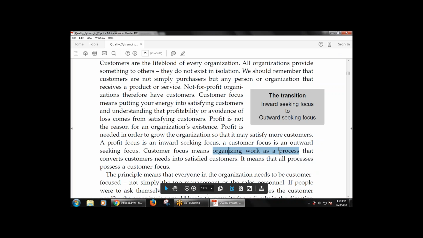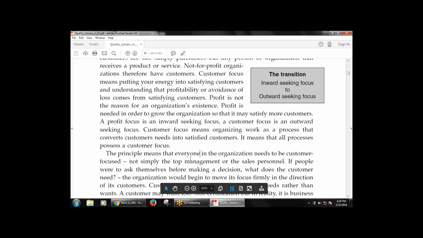Customer focus means organizing work as a process that converts customer need into a satisfied customer. That means if the customer needs are satisfied, that is known as a satisfied customer. It means that all the processes are customer focused. Now, the principle means that everyone in the organization needs to be customer focused. This principle simply says that every organization is more focused on the customer needs.